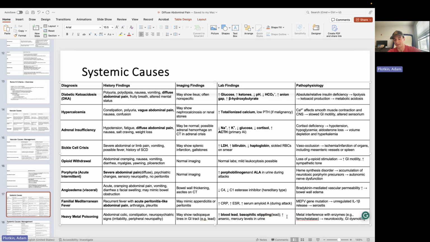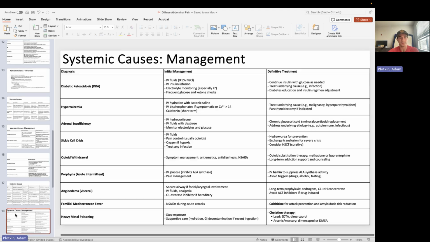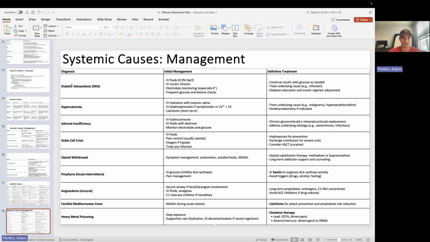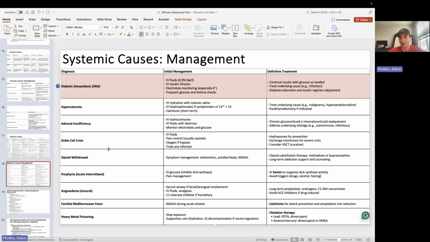Obviously, elevated arsenic and mercury levels in the urine. If we're thinking that, right, we might just have to get a heavy metal screen. The metal interferes with certain enzymes like ferrochelatase, which can lead to neurotoxicity and GI dysmotility. For management, we don't have to go into all this. I really wanted to spend the time on DKA. I have a next slide where I go into the actual 2025 guidelines for how to treat DKA, so I'll save that for them.